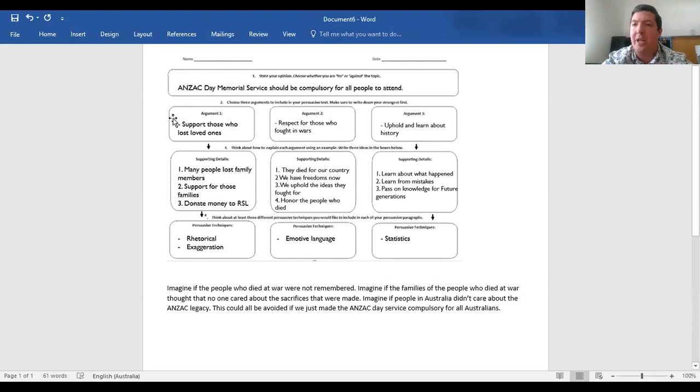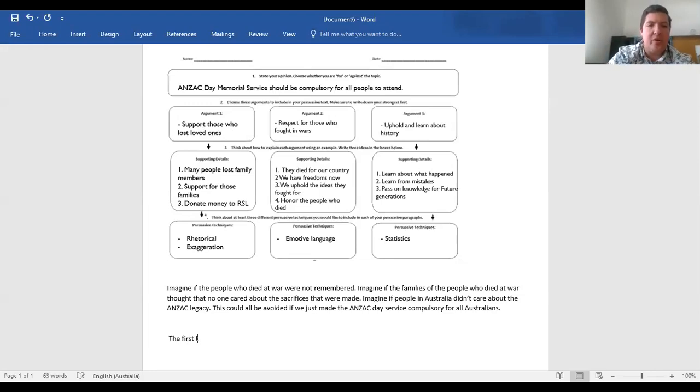So the first argument that we played with Melanie yesterday is that we need to support those who lost loved ones. So I need to turn that into a sentence. I don't really want to just write, Anzac Day is important because we should support those who lost loved ones. I want to try and elaborate on that a little bit. I want to try and add some information so when my reader reads it, they really side with me.